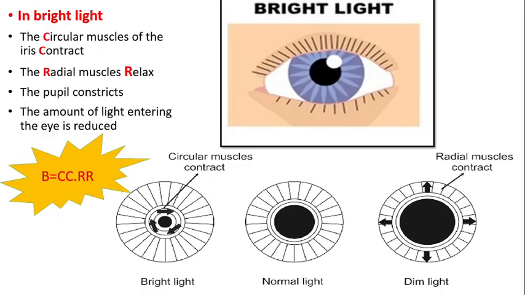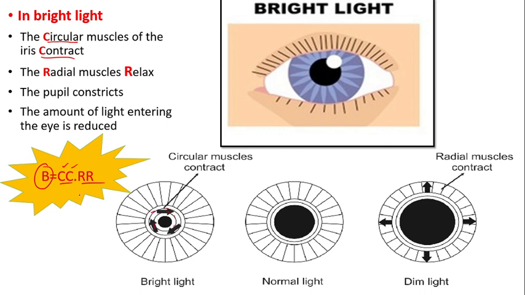Good. Now, what happens during bright light? During bright light, I usually summarize it this way: we have two cats and two rats. The first two cats, CC, circular muscles. Remember, you have circular muscles. Your circular muscles will contract. So your circular muscles contract.